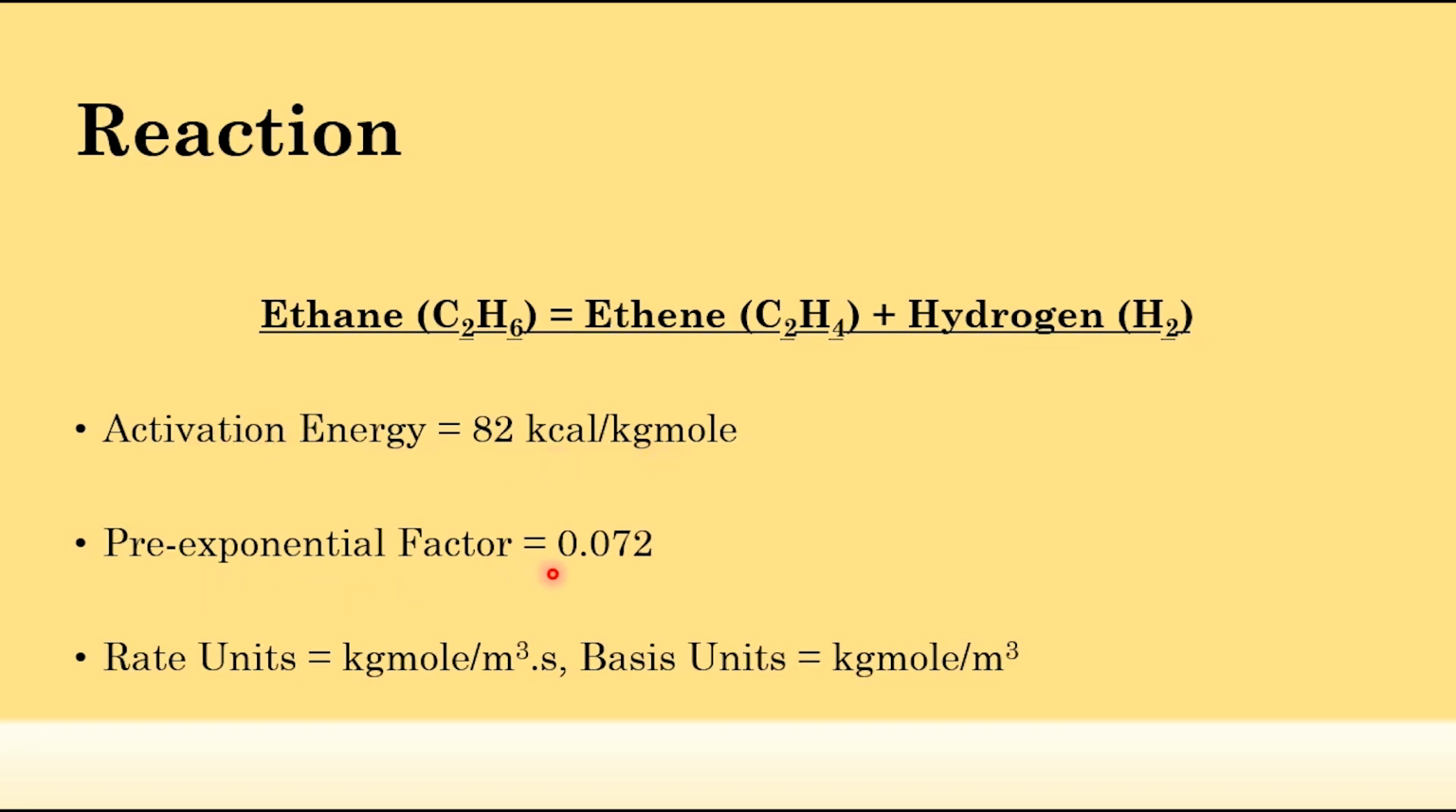The pre-exponential factor is 0.072. The rate unit is kg mole per cubic meter second, and the basis unit is kg mole per cubic meter. So this is the information relevant to Aspen HYSYS, and all of the parameters are provided over here. If we are dealing in Aspen HYSYS, then obviously we have to select one of the three: heterogeneous catalytic, kinetic, or simple rate.